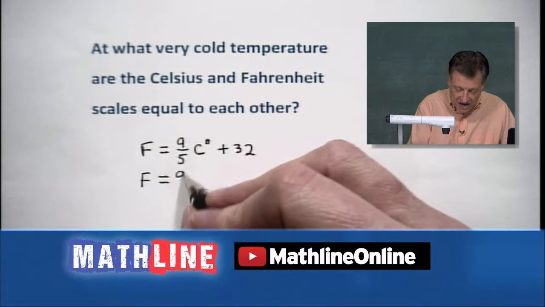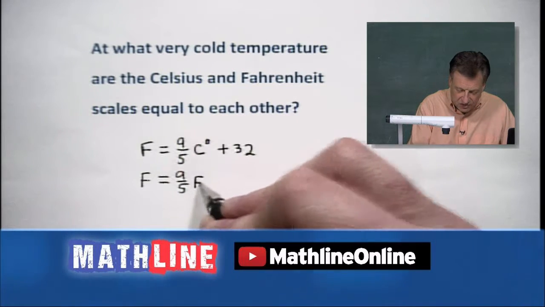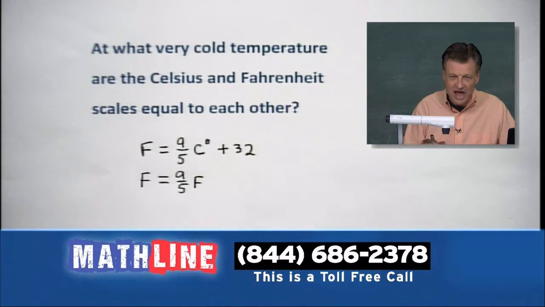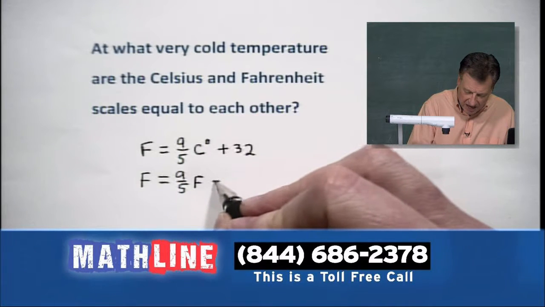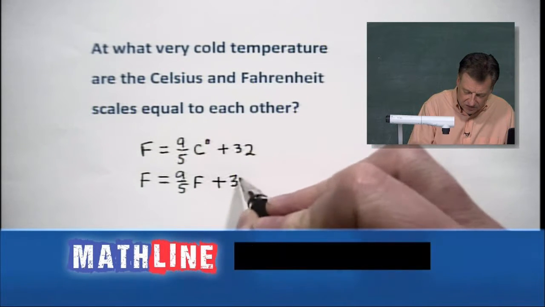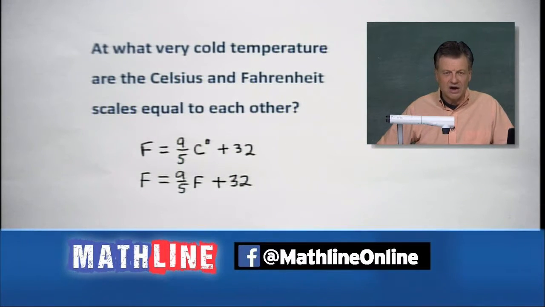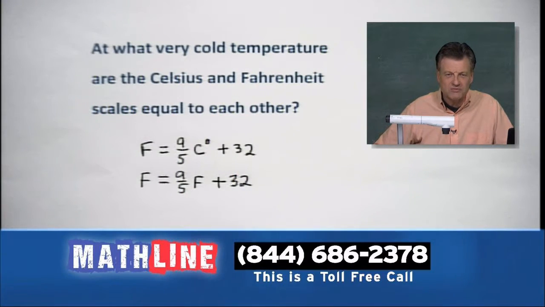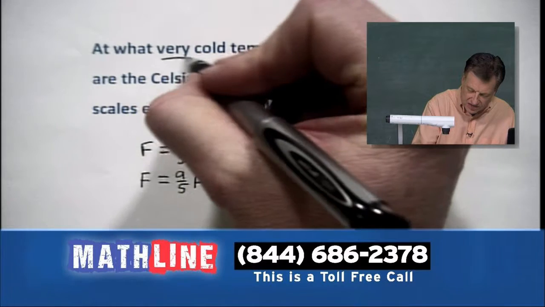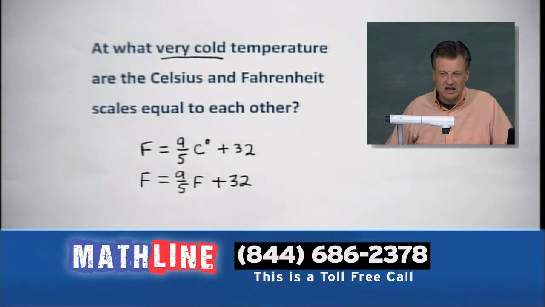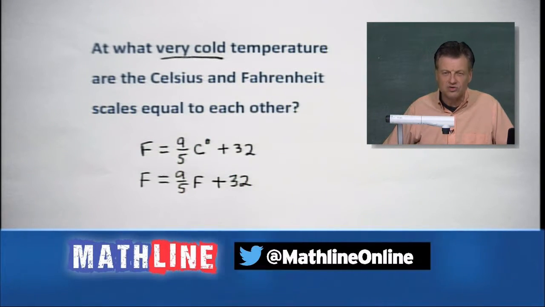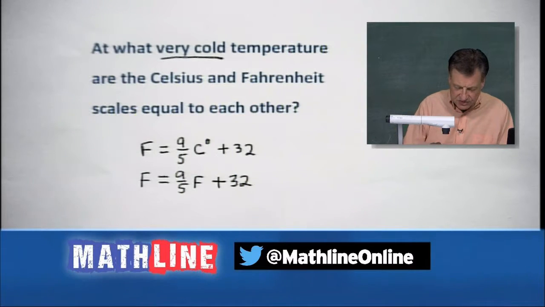Now, I have 9/5, and we'll put an F in there. A little algebra time, by the way, folks. And I have a 32 going on there. Looks good. So again, we're looking for where this happens. It's going to be very cold, by the way, and that's a hint right there. Certainly not like it is outside today, but it's going to be extremely cold. Let's see where this is going.